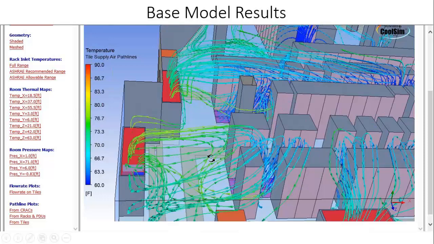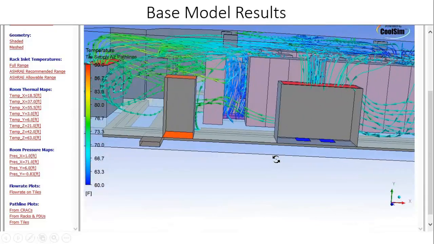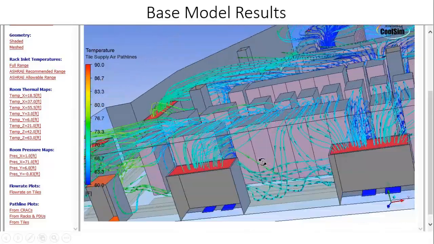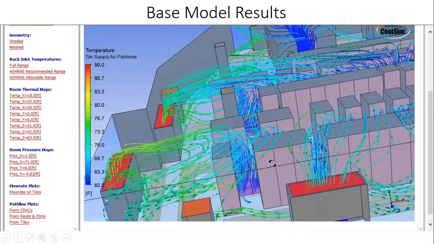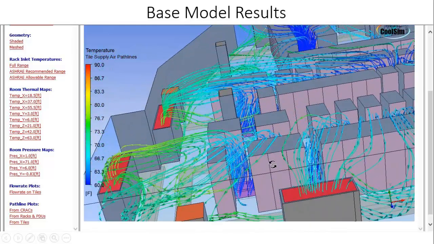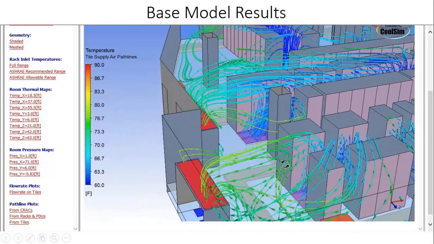Now here I wanted to point out a couple of things. This is a naturally convective, what we call a natural convection room. This is a very old design. It's sort of the way that they did it in the 70s. They put the cooling units on the side like this, blow the air under the floor, and then just let the air naturally come back to the crack units.